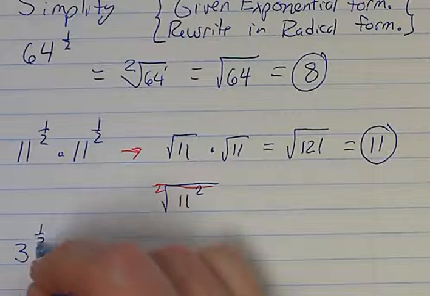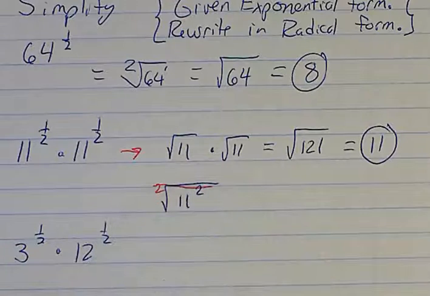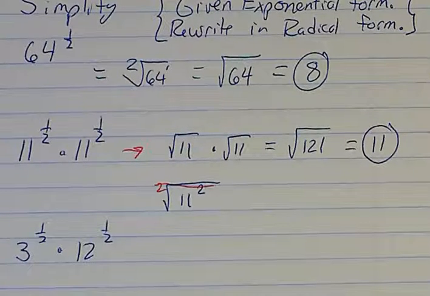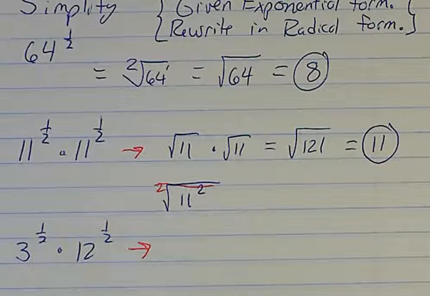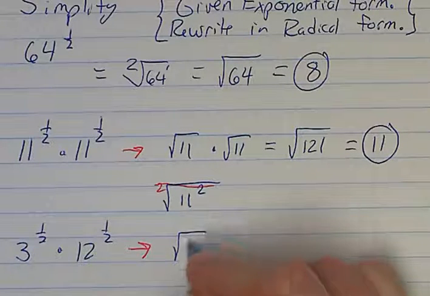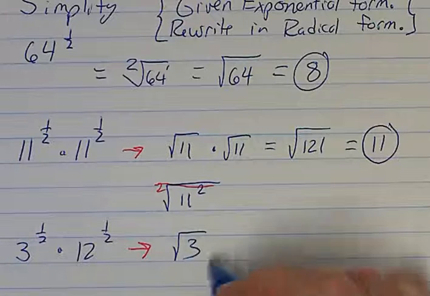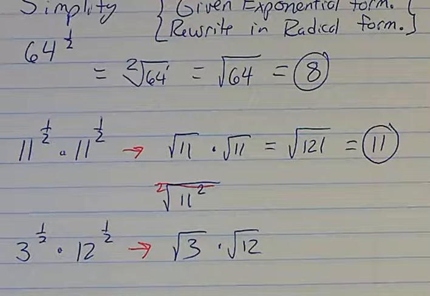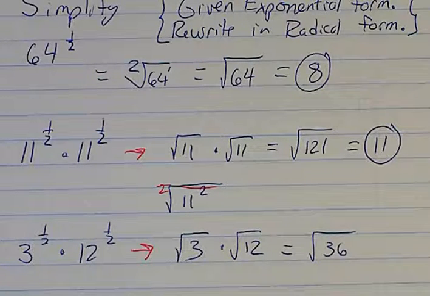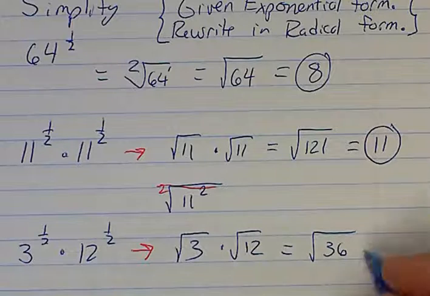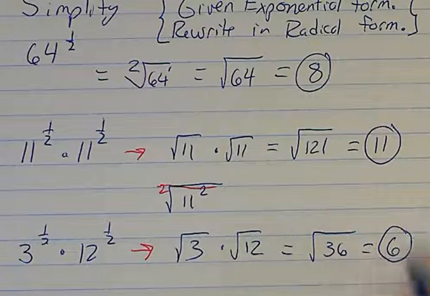All right, here's one that will hopefully jump out at you a little bit different. So we've got 3 to 1/2 and then 12 to the 1/2. So if it's 3 to 1/2, that's the same thing as square root of 3. 12 to 1/2, that's the same thing as the square root of 12. All right, we can multiply those numbers together. 3 times 12 is 36. But what's the square root of 36?